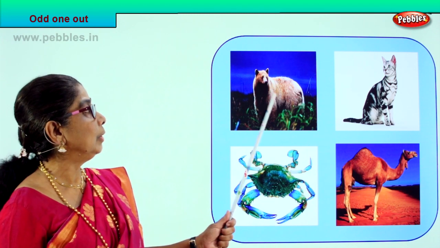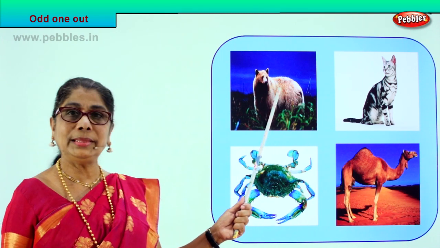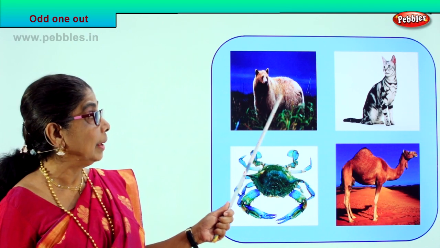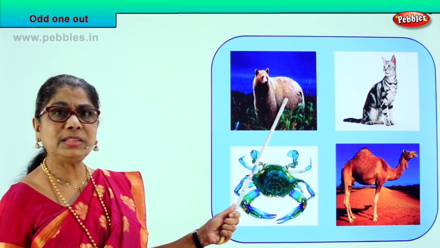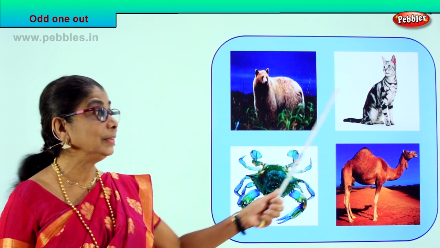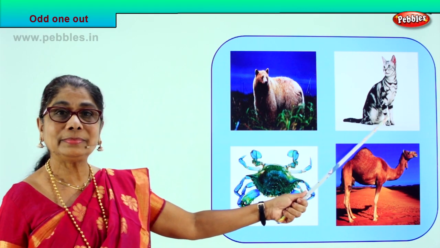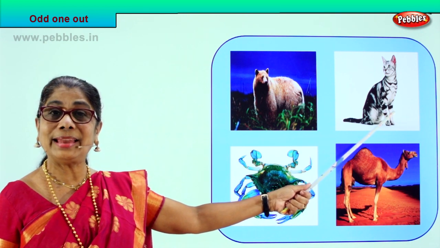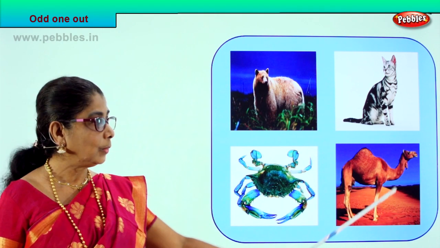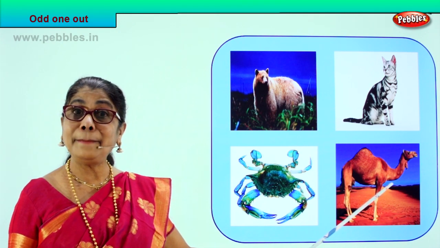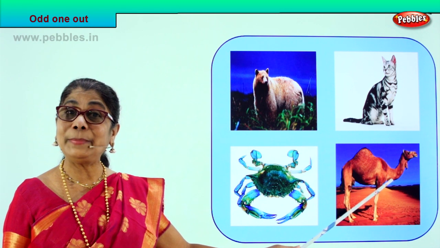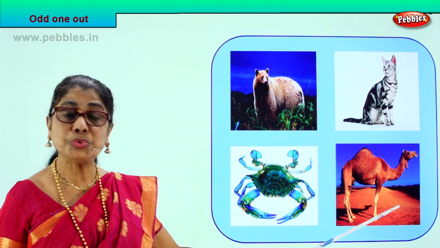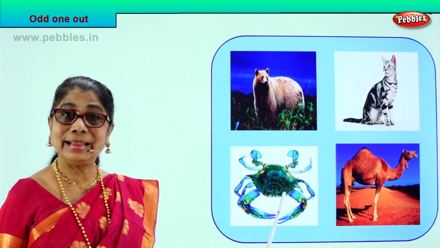Okay? Now, look here. What is this? The picture of a bear. Very good. What is a bear? It's an animal. Good. What is this? Cat. A pussycat. Very good. What is pussycat? It's an animal too. What is this? Camel. Where do you find camel? In the desert. What is a camel? It's an animal too.